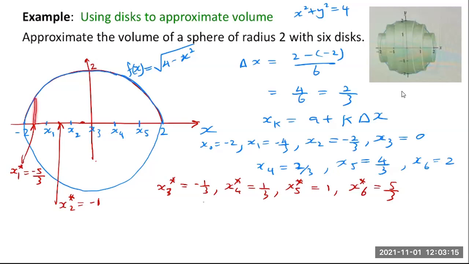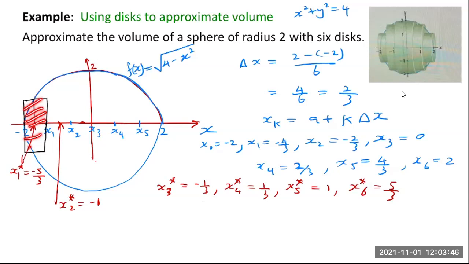To find the volume of the first disk, it's not hard. So the volume of the first disk, I'll call it V1. Here is my first disk. You rotate this about the x-axis, then you will get a picture like this. Okay, this is a disk. This is not a two-dimensional thing. This is the first disk. You can find the volume of that disk.